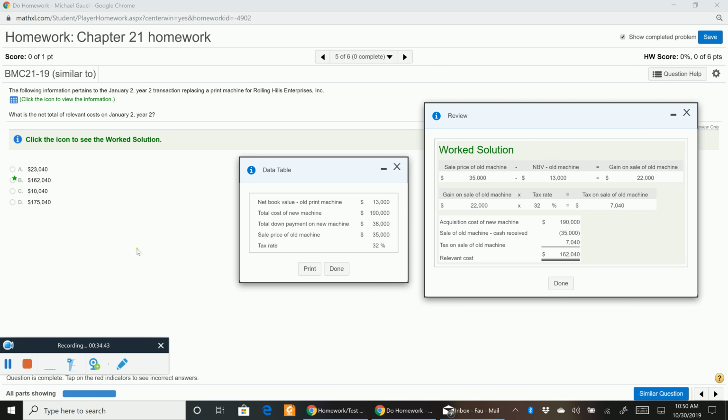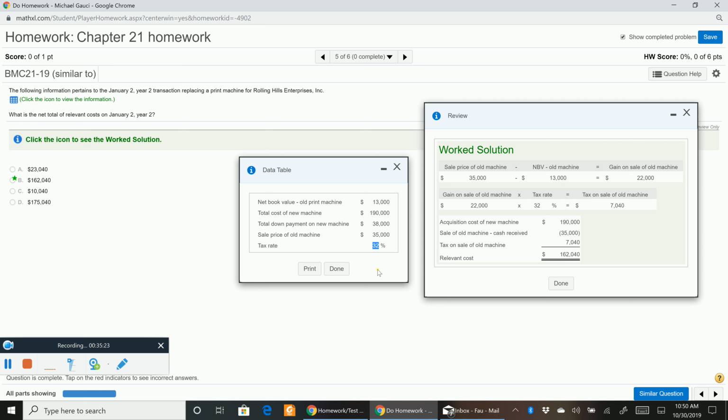This next homework problem deals with relevant costs, like what is relevant for the decision. All right. We have a company replacing a print machine. The data table shows the net book value of the old machine, if we sold it today, is $13,000. If we bought the new machine today, we'd have to spend $190,000. The down payment on the new machine, a cash outflow right now, is $38,000. The sales price of the old machine is $35,000, and our tax rate is 32%.